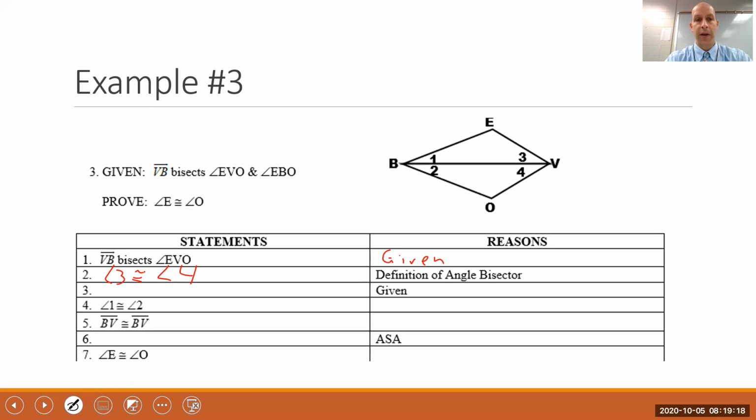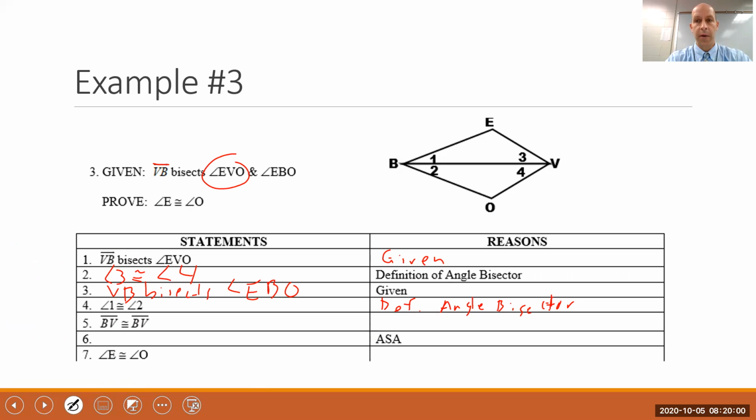Now, step 3 is also given, so it's this same thing. Now, notice in this one here, we did EVO, so now what we're going to do is say that EB, I'm not going to draw the segment symbol above it, bisects angle EBO. That's also given. So now we conclude that angle 1 is congruent to angle 2. That's going to be the exact same reason we had on step 2. So that's going to be the definition of angle bisector. Remember all the way back from chapter 1, an angle bisector divides an angle into 2 congruent angles.